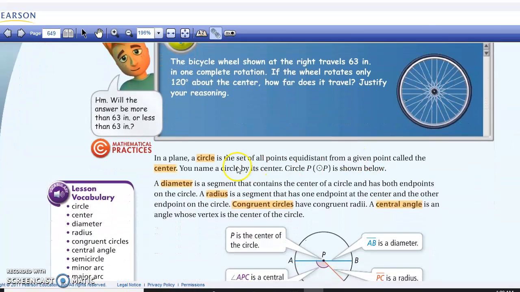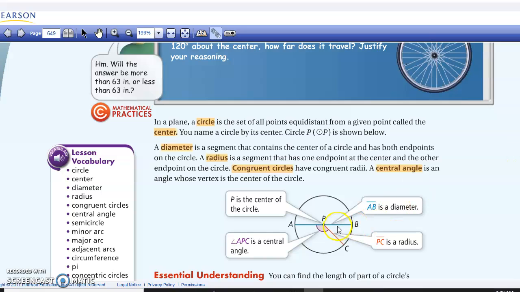A circle is a set of all the points equidistant to a point called the center. Here we have the center. It's the same thing that I explained in the polygon, sorry. The center is here. Now, the distance from this point to any part of the circle is the radius, in this case PC. A radius is a segment that has one endpoint at the center and the other endpoint on the circle.